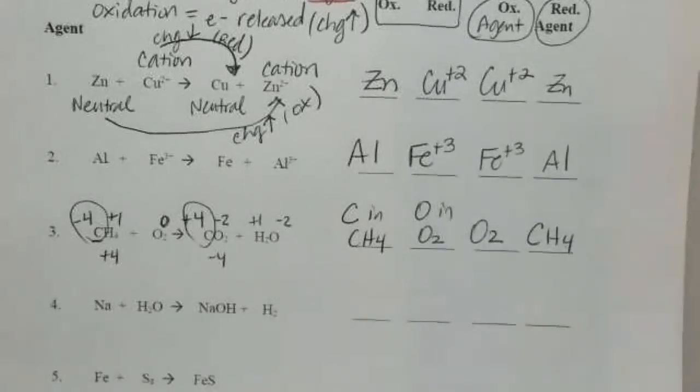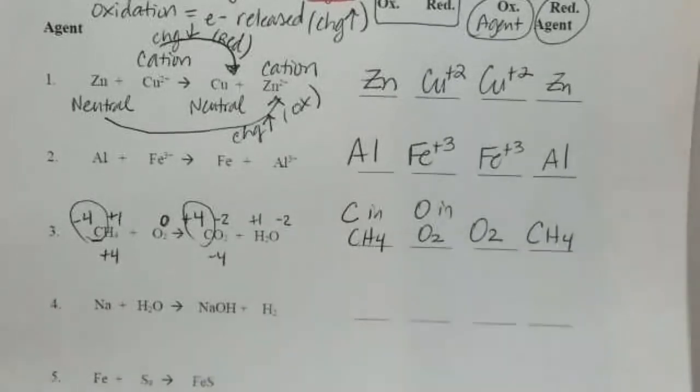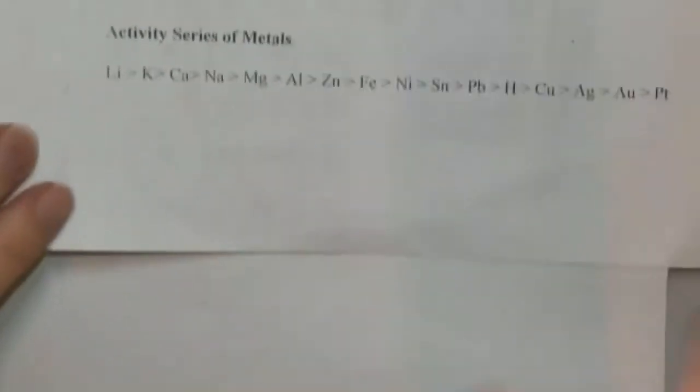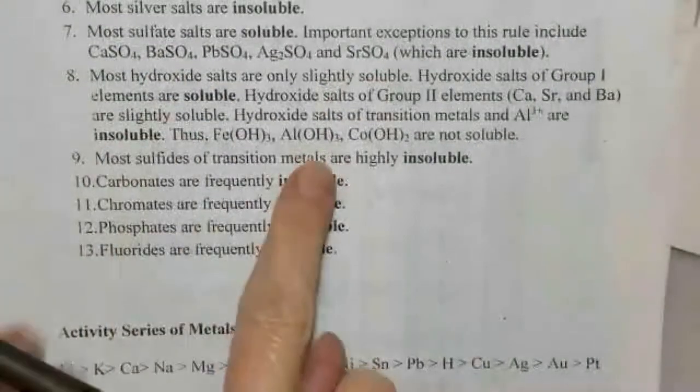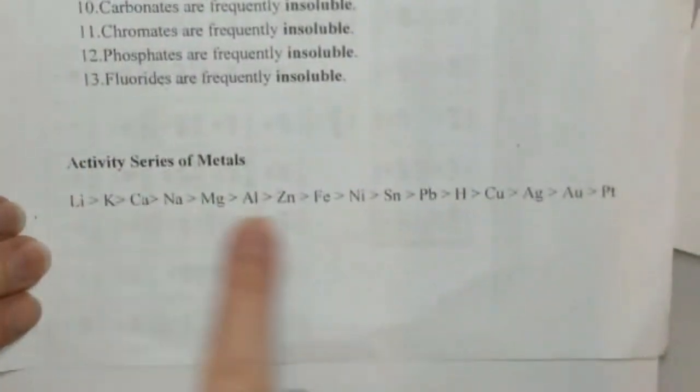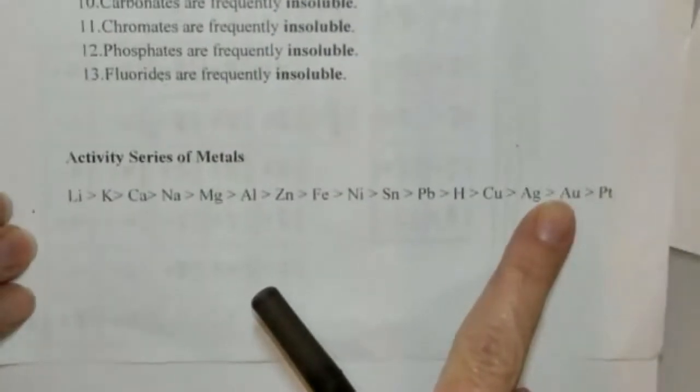Now, the last thing to talk about are single displacement reactions. And what I want to look at, I'm going to put this on this last page over here. We don't need that example. We're going to make up our own. When I look at single displacement reactions, I've got this activity series of metals, right? And this is on your solubility rules. So you don't memorize this. This would also be here on your test.